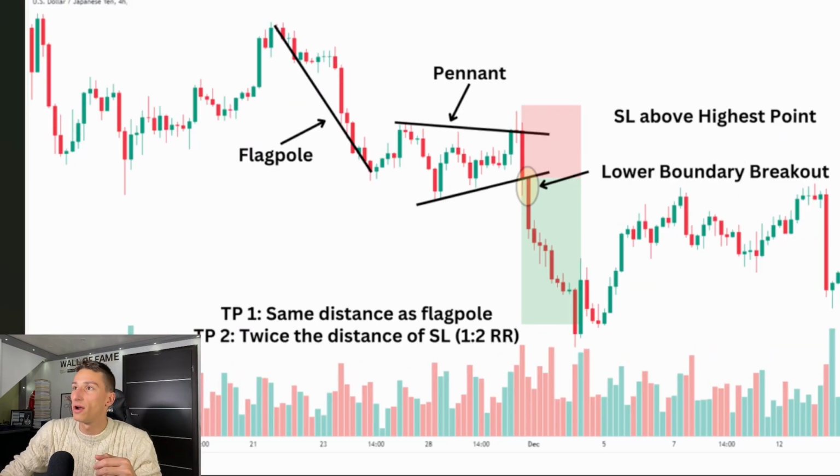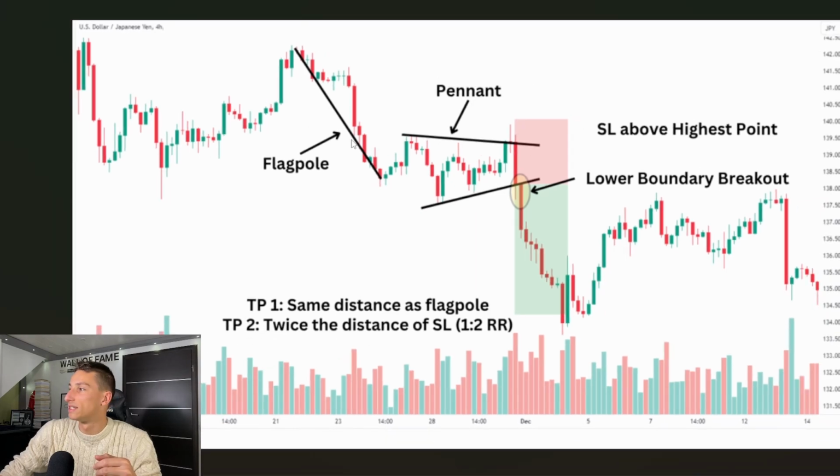A new example over there. So this is the flagpole, and then this pennant is just shaping during a few hours. Same distance as the flagpole and twice the distance of the stop loss. So if you project it, you set your target and you set your stop loss just above the highest point, right there, and boom, you can see that you could hit your TP.